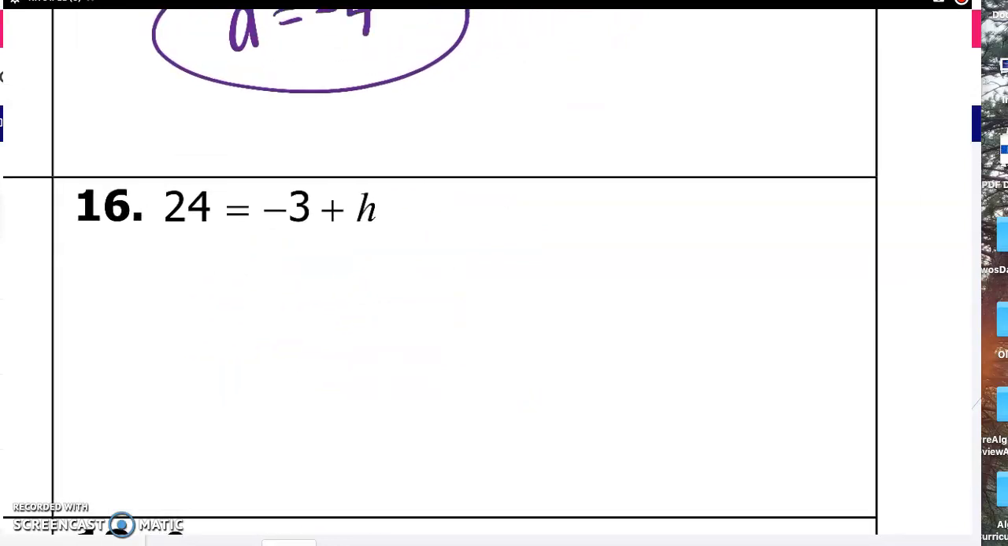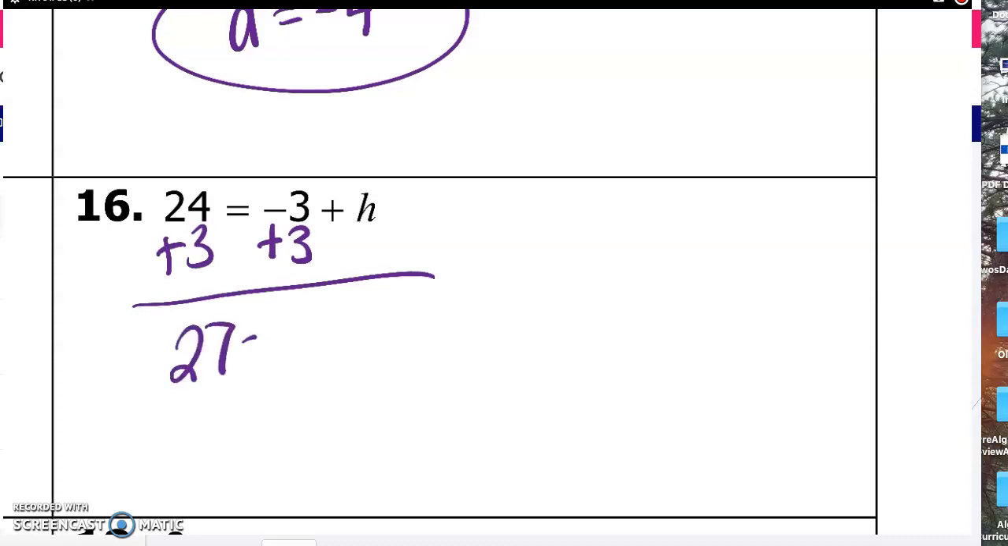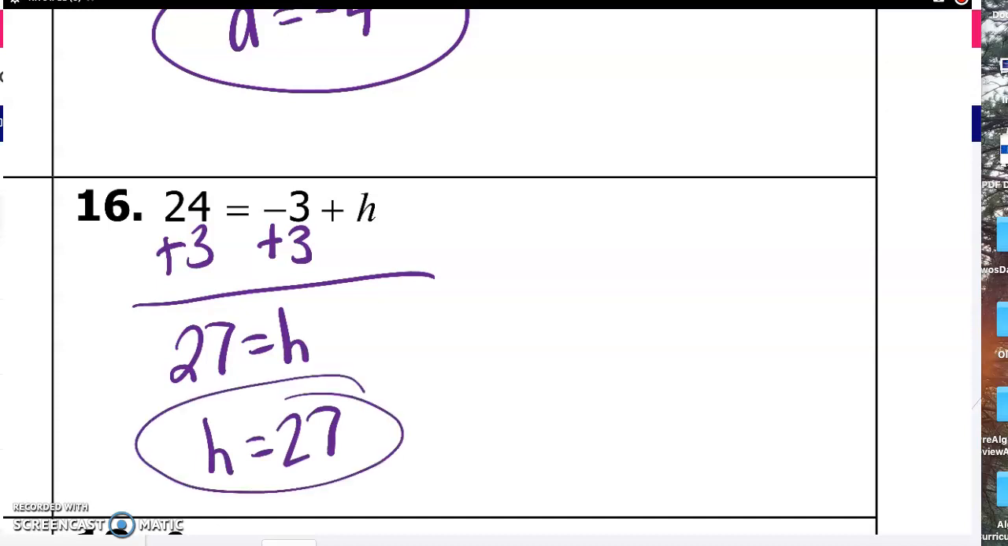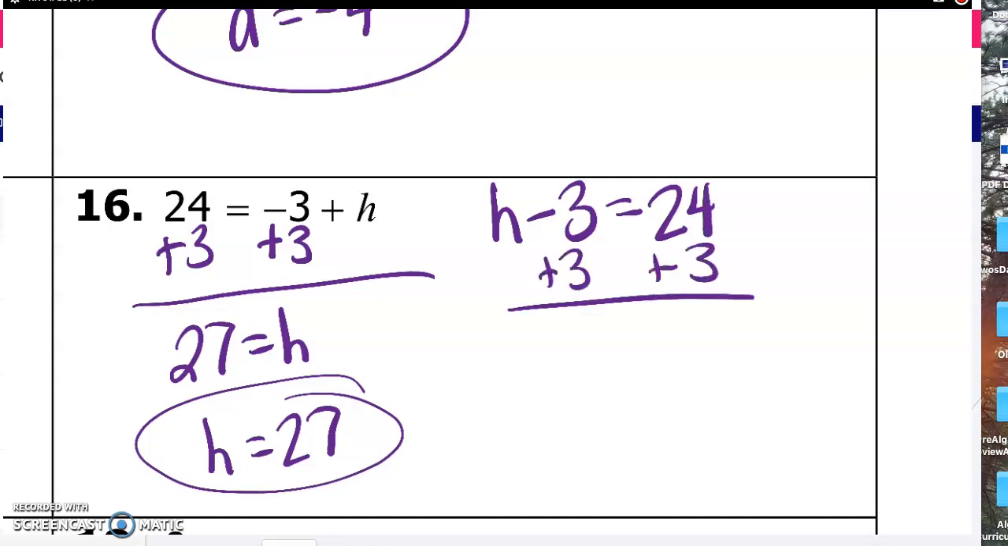16. We have -3 plus h. So again, since we see the plus sign, we want to put -3, but we should realize, oh, that doesn't actually cancel. So to get it to cancel, I need to plus 3 plus 3. 27 equals h, or you can flip it around, h equals 27. Like we did on the front, if you would rather flip this around, you could rewrite it as h minus 3 equals 24. All right, then you would add your 3 to both sides and get h equals 27.